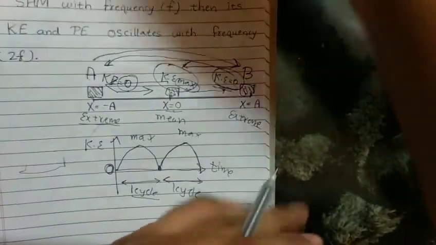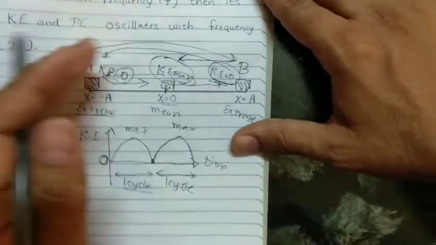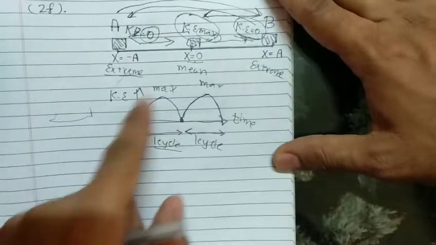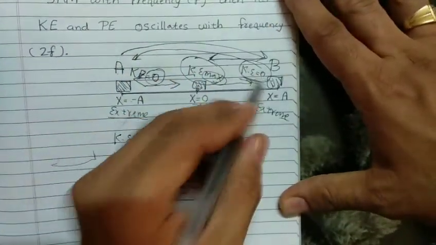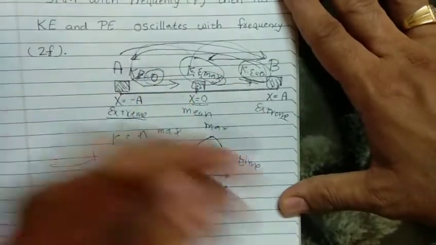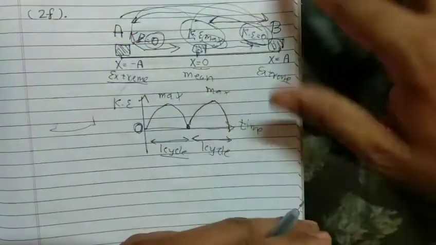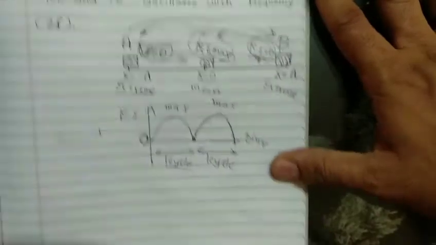Okay, so if you can see, the body starting from A, when it comes back to A, it's one oscillation. So when the particle completes one oscillation, the kinetic energy has already finished its 2 cycles. It has changed from 0 to max, max to 0, and again from 0 to max and max to 0. So kinetic energy oscillated twice. 2 cycles it has completed when the body has completed only one oscillation. That's why we can say that the frequency of oscillation of kinetic energy is double that of the particle.